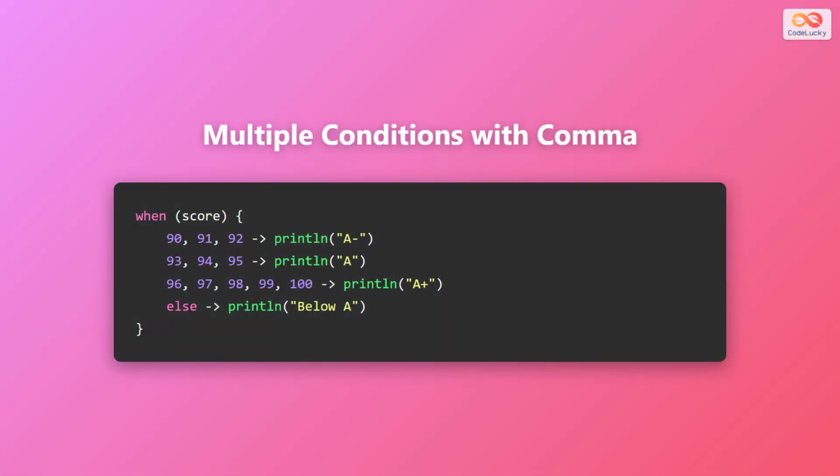You can match multiple values in a single branch by separating them with commas. Here, we're checking the score variable against different values. If the score is 90, 91, or 92, it prints a minus. If it's 93, 94, or 95, it prints A, and if it's 96 through 100, it prints a plus. This approach is much cleaner than writing separate if statements for each value.